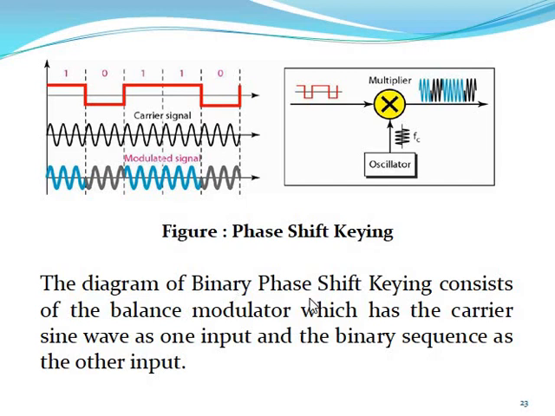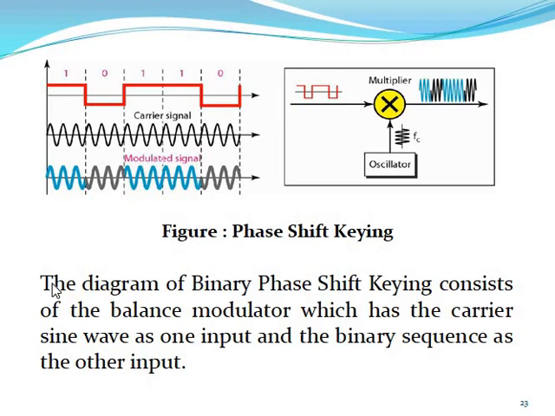This diagram of binary phase shift keying consists of a balanced modulator which carries the wave input and the binary sequence as the other input. So this is the oscillator, and this represents the binary signal and multiplier. This is one positive wave, this is the negative, this is the positive wave, this is the negative. So this represents the modulated signal for any particular phase shift keying.